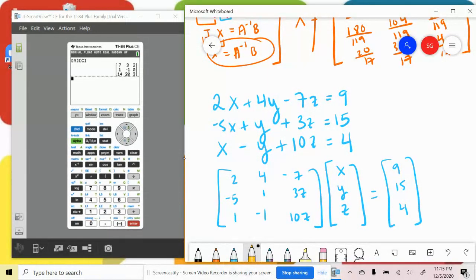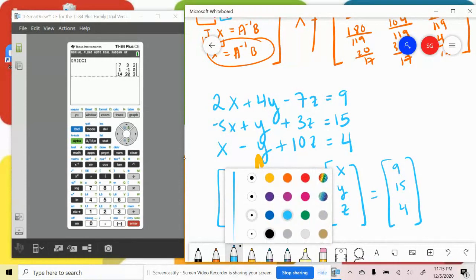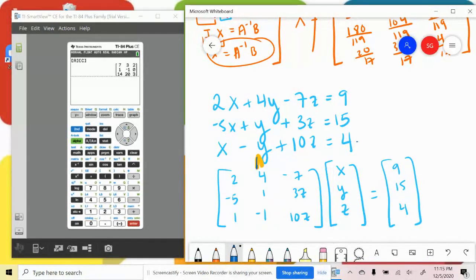So just like I did up here, I could go ahead and call this A. You call this A, I could call this B, and I could call this X. If I'm going to get X, I'm going to be doing A inverse times B. How did I get that so quick?